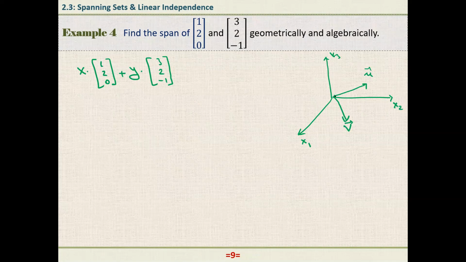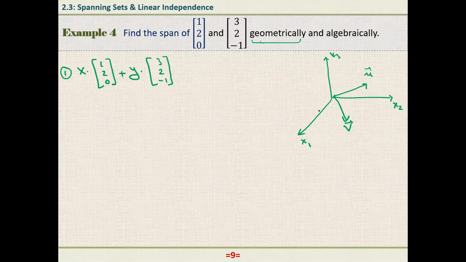Okay. So the question is, what do we actually get by linear combination of these vectors? If you take all the linear combinations of these vectors, what do we get? Geometrically, we get a plane that passes through the origin. That's the answer to the first part of the question. What is the geometric description of the span of these two vectors? It is just a plane which passes through the origin.